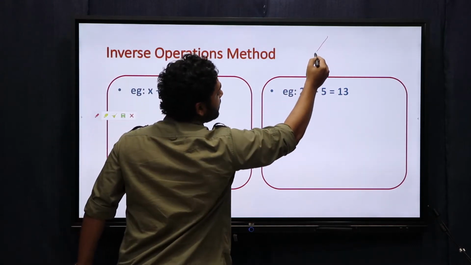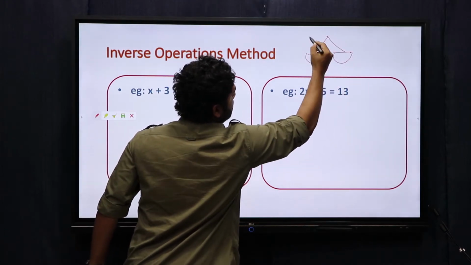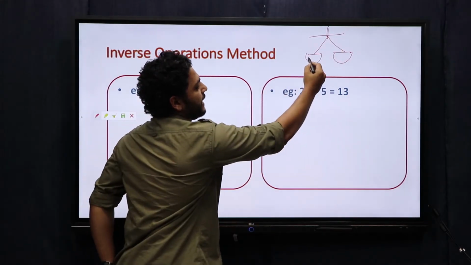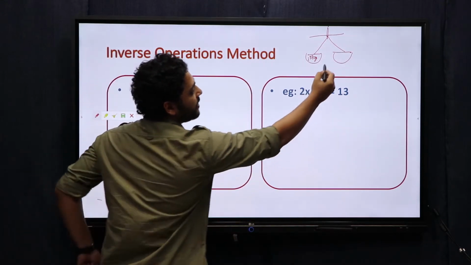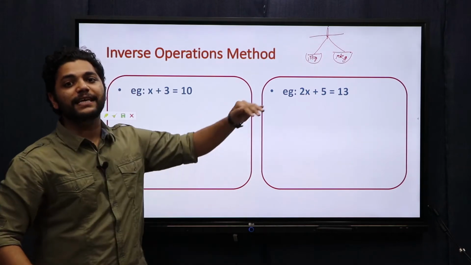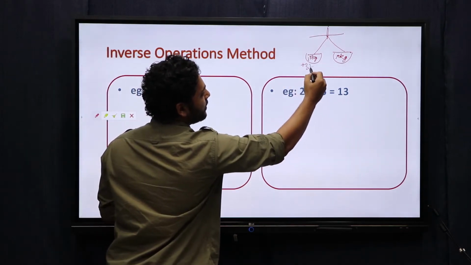If you take the example, if this is the weighing balance, right, this weighs 10 kg. This weighing balance will only be equal if here also you have 10 kg. Now I can say that the weighing balance is equal. Now I decide to add 3 kilos here, right?